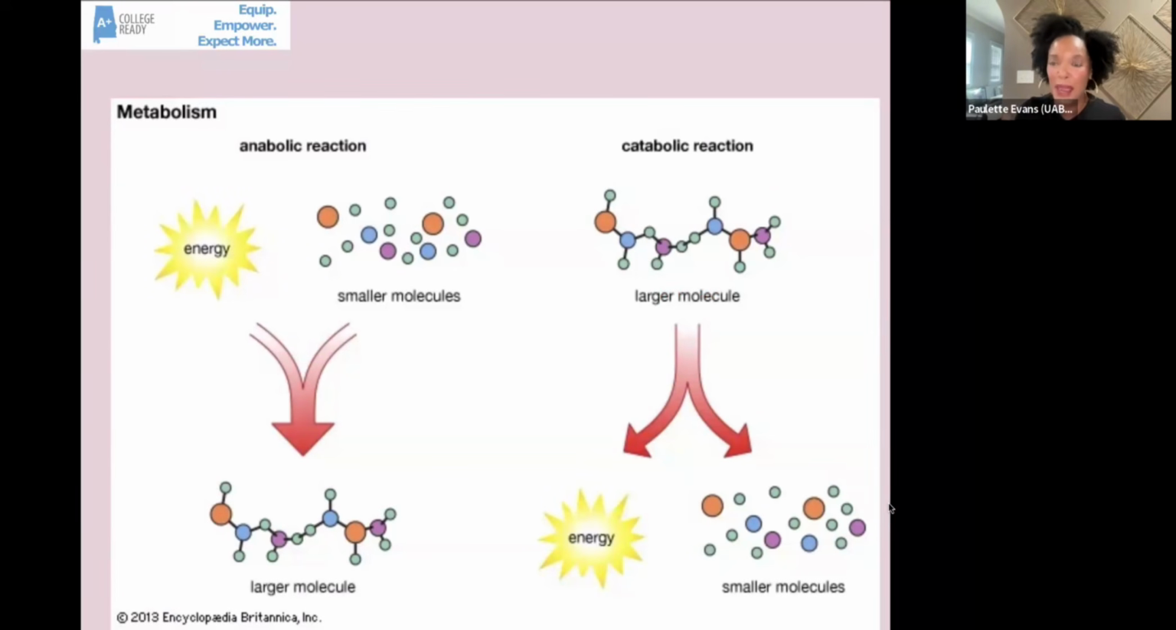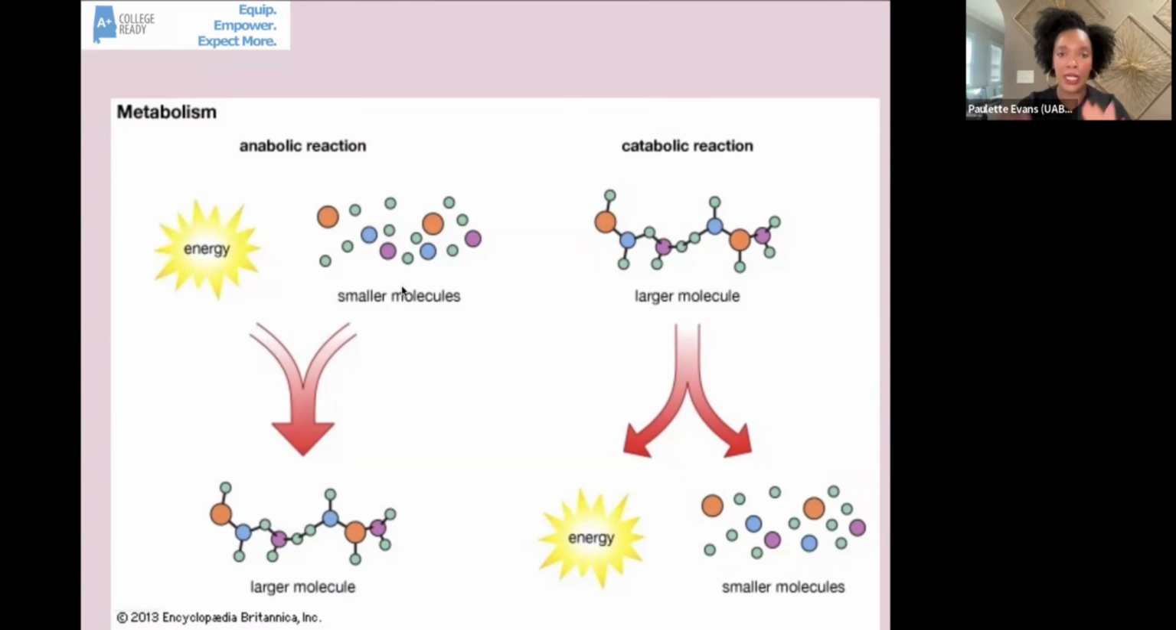All right, metabolic pathways. This kind of goes into what I was just talking about with the big cat. So we have two basic types of metabolic reactions. You can have an anabolic reaction or a catabolic reaction. Let's look at anabolic reactions. Anabolic reactions start with smaller molecules, smaller component parts, with a net infusion of energy.